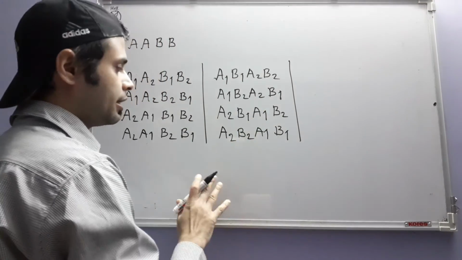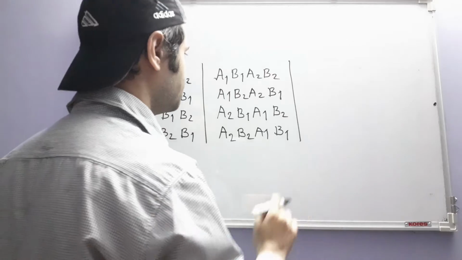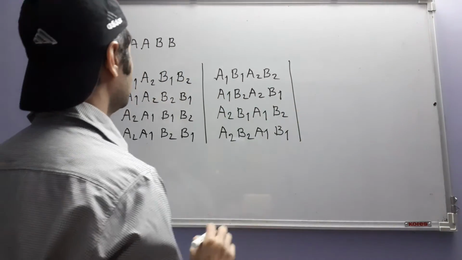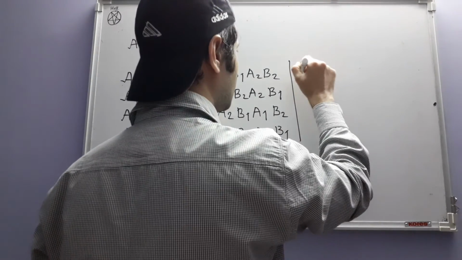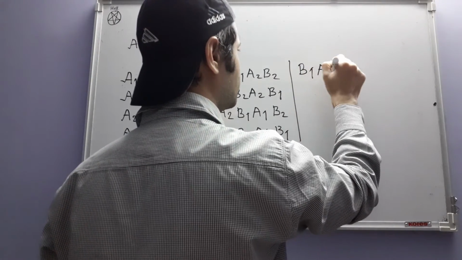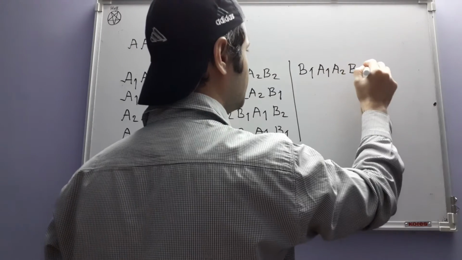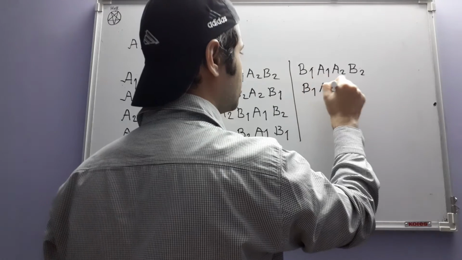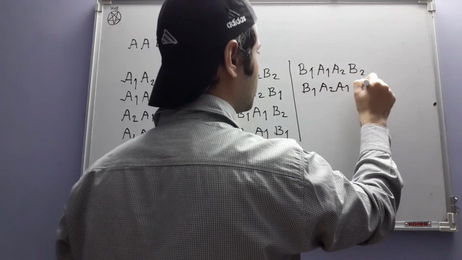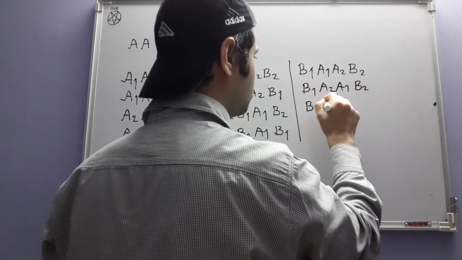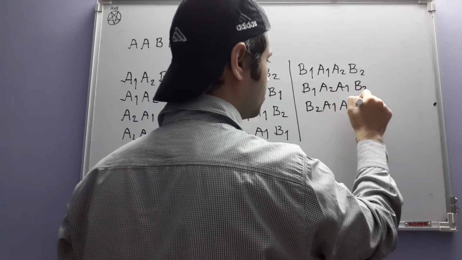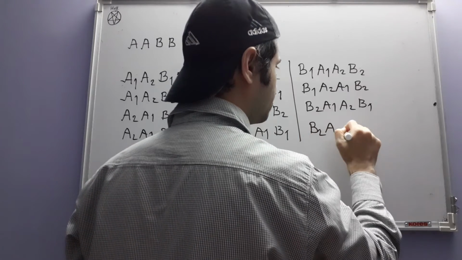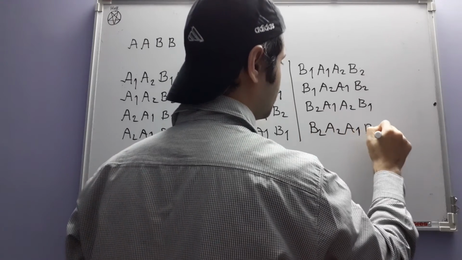At this point it's not clear. Let's just try to write all of them. Okay, then A, B, A, B. We can then also have B1, A1, A2. The A's stay together but the B's get separated. B1, A2, A1, B2. B2, A1, A2, B1. B2, A2, A1, B1.